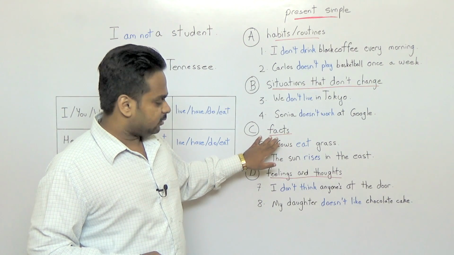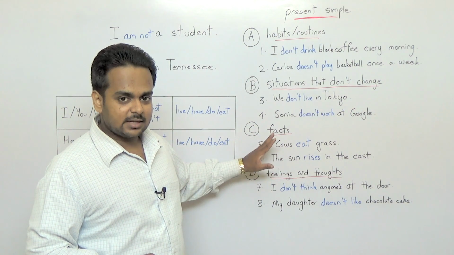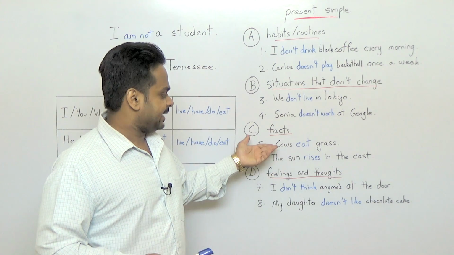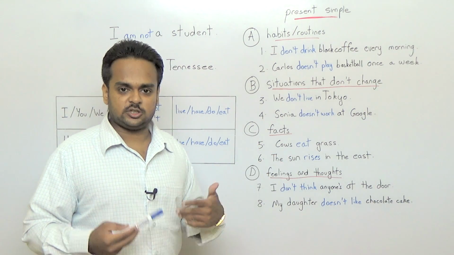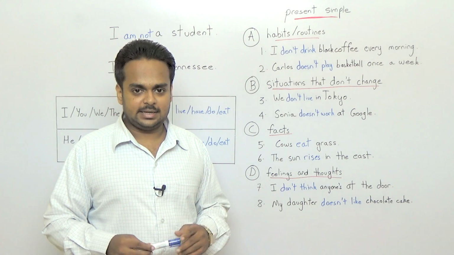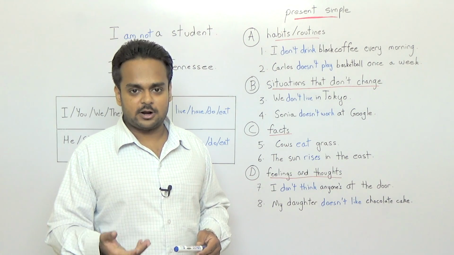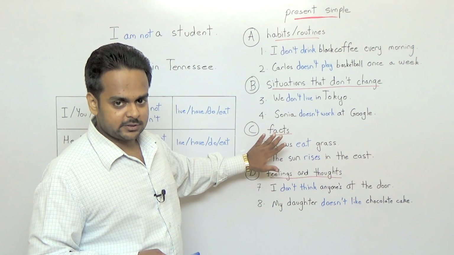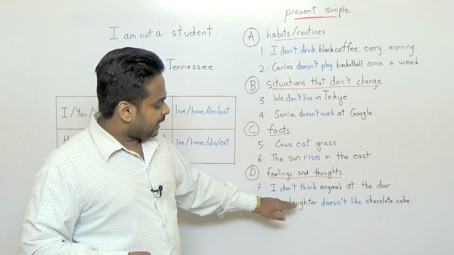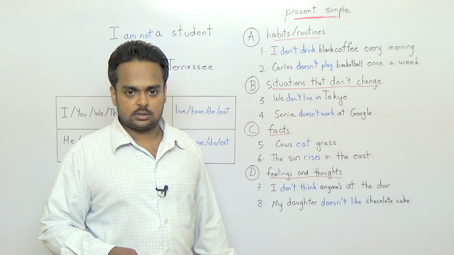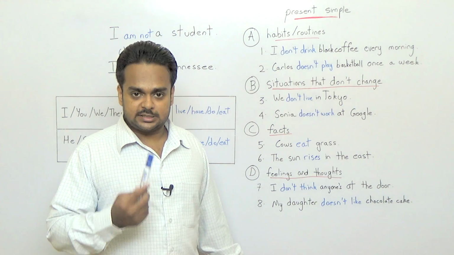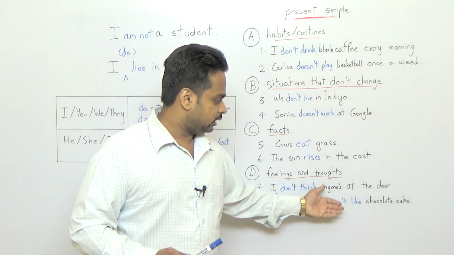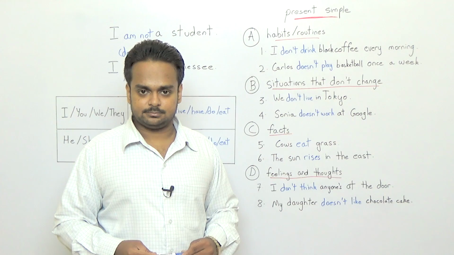In these examples, I have not made any negatives because they don't make sense. If you say cows don't eat grass or the sun doesn't rise in the east, grammatically it's correct, but those aren't very common, so I'm not making negatives here. But over here, my daughter doesn't like chocolate cake. My daughter is a singular noun, so my daughter doesn't like chocolate cake.